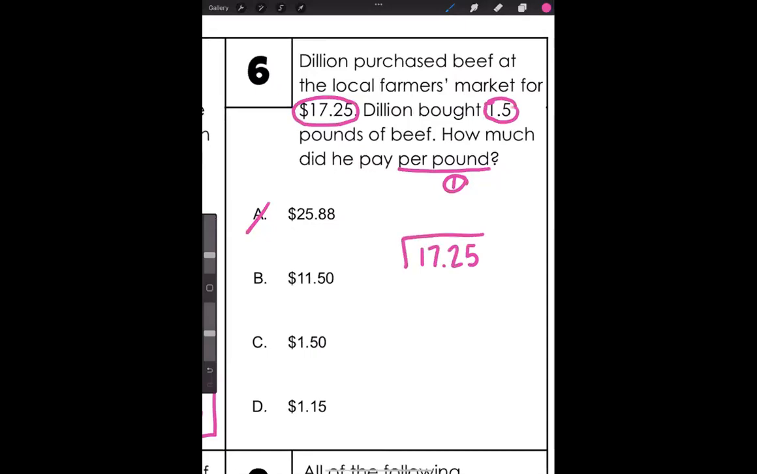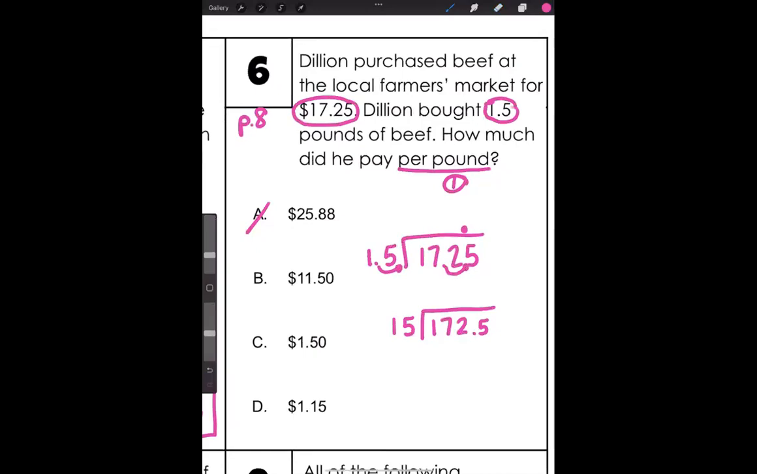17.25 divided by 1.5. This is on page 8 of your notebook. On page 8, you'll remember it teaches you how to do slide, slide, raise the roof. So because I had to move my outside decimal 1 time, I also have to move my inside decimal 1 time. And a lot of you do better when you rewrite the problem. So 172.5 divided by 15.